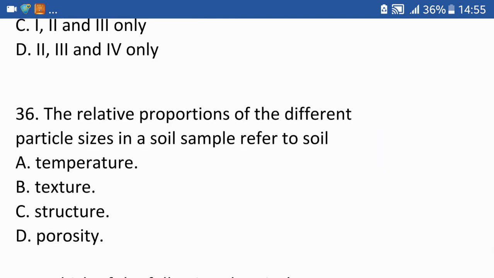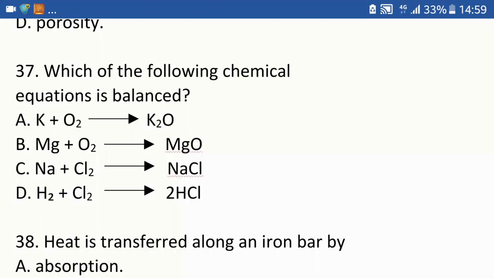(36) The relative proportions of the different particle sizes in a soil sample refers to soil. (37) Which of the following equations is balanced?